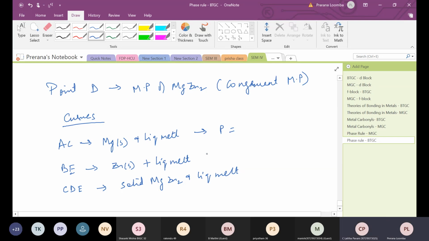So children, can you tell me along curve AC how many phases are there? Two phases. How many components are there? Two. What are they? Magnesium and zinc. Okay, curve DE, how many phases are there?